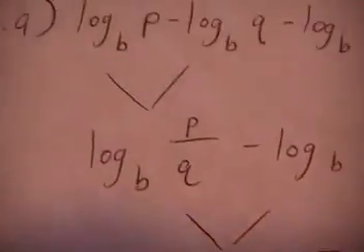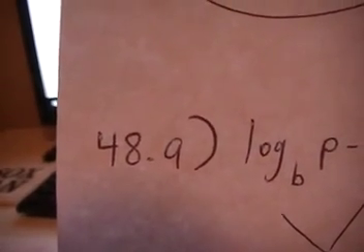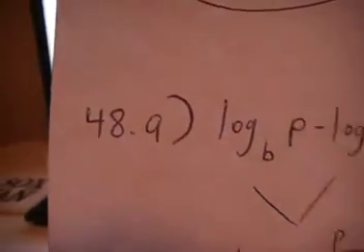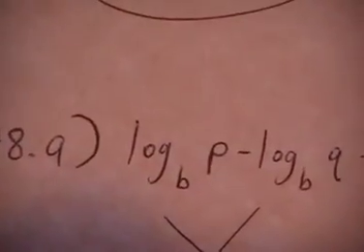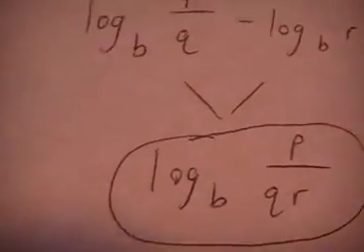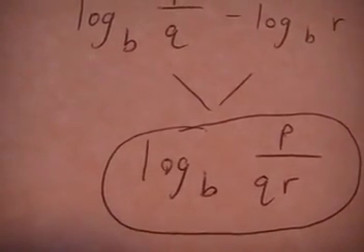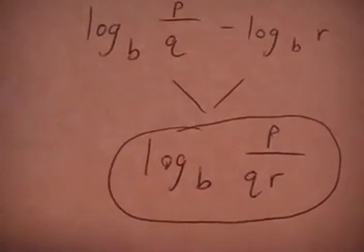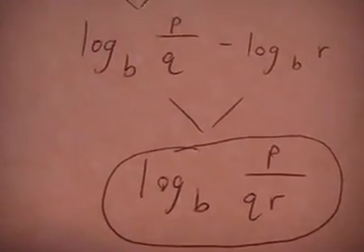Another way of thinking about it is any log that's positive, like the front one, in the final answer that p is going to be in the numerator. The 2 logs that are subtracted, the q and the r, go in the denominator because they're both subtracted. The pluses go on the top, the subtractions go in the denominator. And the answer is log base b of p over qr. It's just 1 log, a single log.